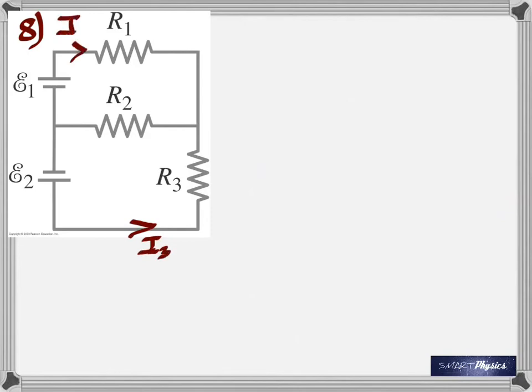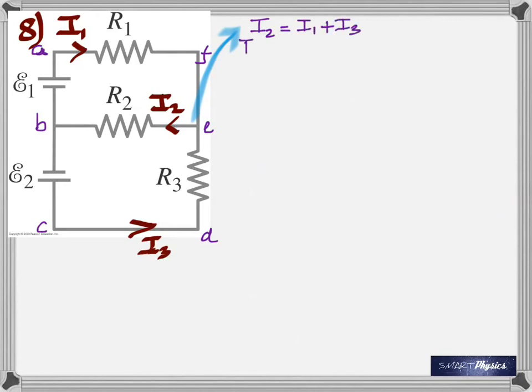Here you have another circuit. Currents are I1, I2, I3. It doesn't matter how you label the currents because the final answers will be the same, but I just put it in such a way that it appears as I1 coming in, I3 coming in, I2 going out. So I2 is equal to I1 plus I3.